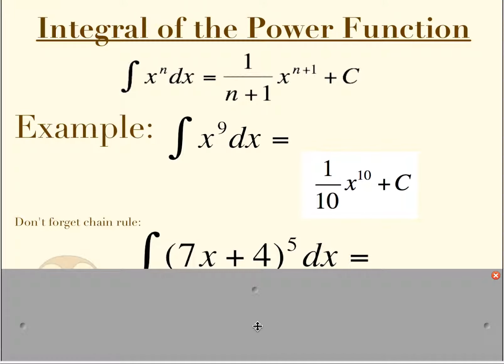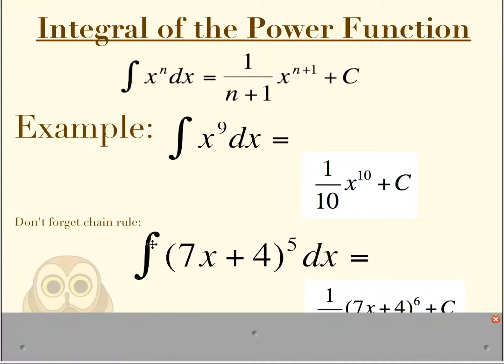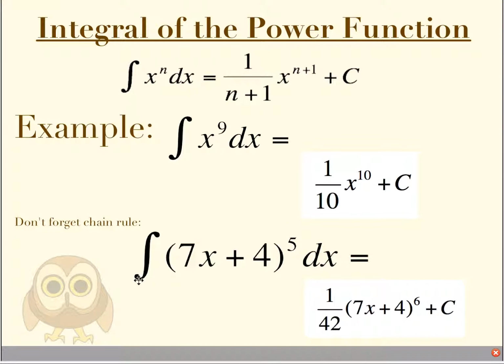And then the other one that you want to be careful about with the power function is when there's a chain rule. And so you'll want to remember to divide by not only the previous power, but divide by the derivative of the inside. So the derivative of the inside would be 7, so 1 divided by 7, but then also 1 divided by the previous power was 6. That would leave me with 1/42, 7x plus 4 to the 6th power, and then your plus c.